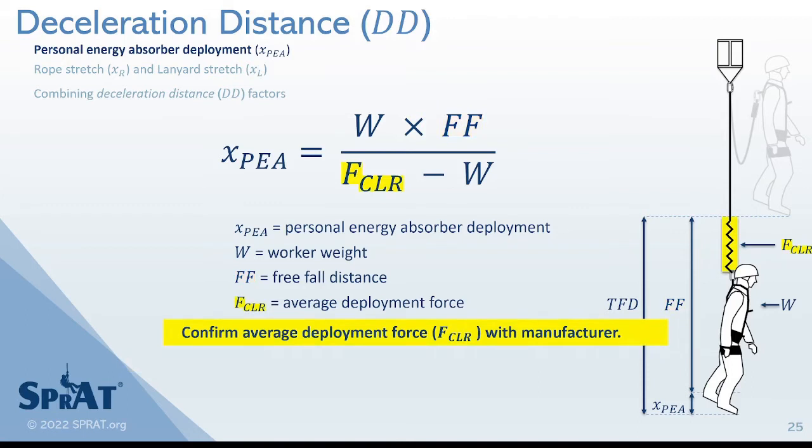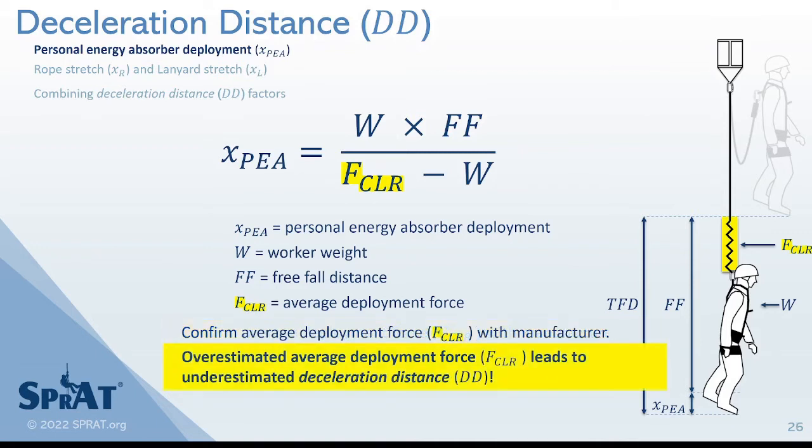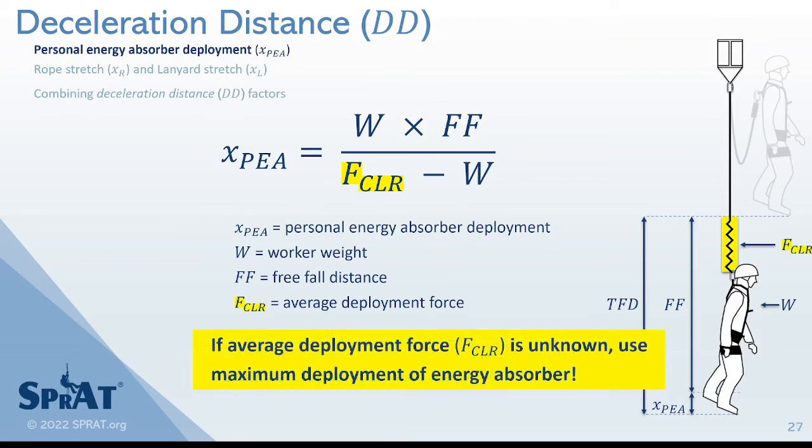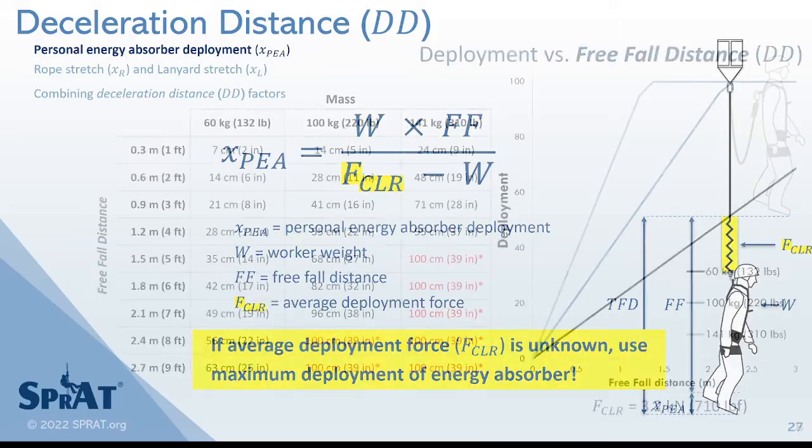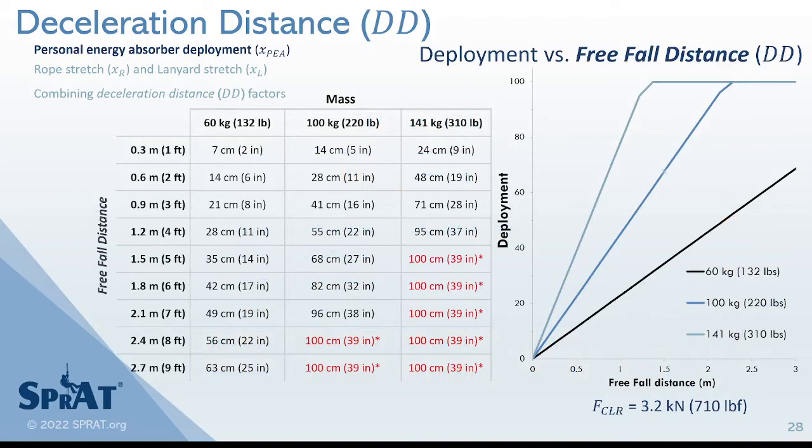As the average deployment force of the energy absorber can be lower than what is found on its label, to use this equation accurately, this value must be confirmed through testing or by contacting the manufacturer. Overestimating the average deployment force leads to underestimating deceleration distance and overall clearance requirements. If the average deployment force is unknown, the maximum deployment distance of the energy absorber should be used. Manufacturers can provide data that provides energy absorber deployment distance as a function of an individual's weight, which can then be used to calculate clearance requirements.